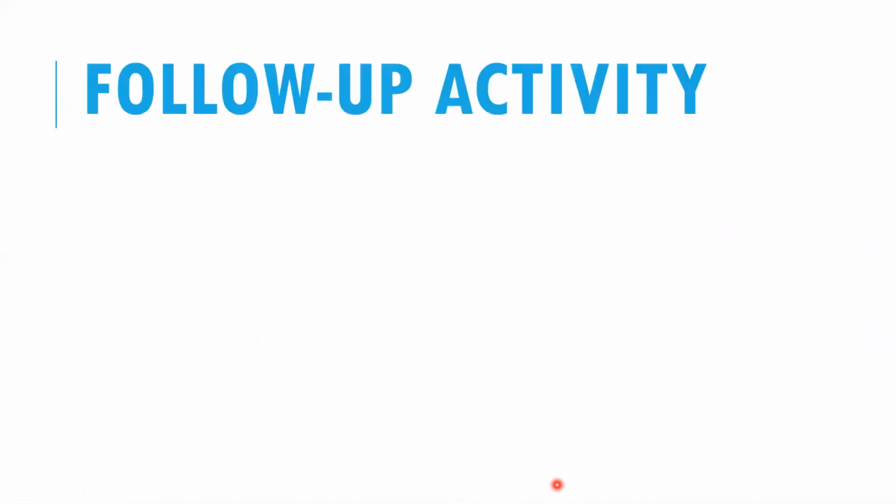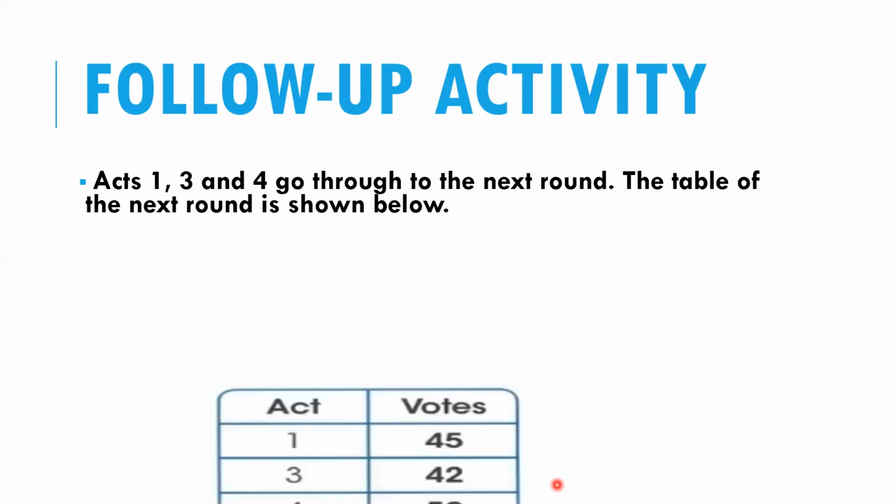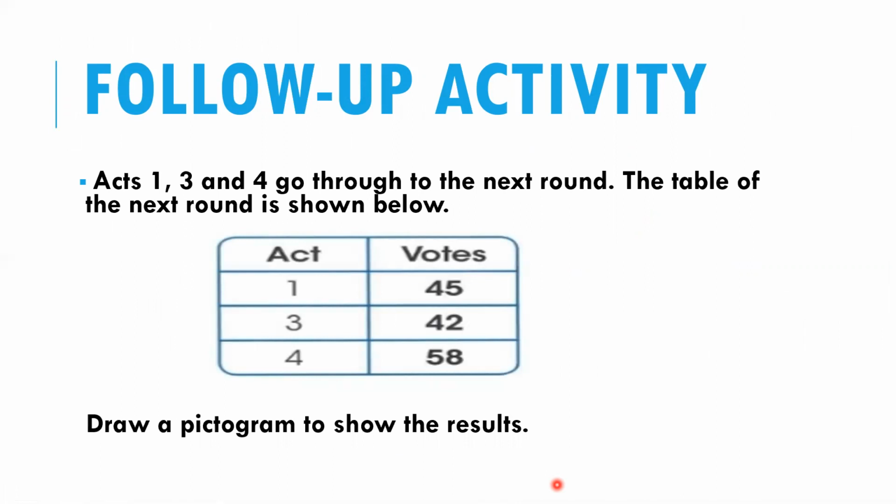Okay, next comes your follow-up activity, and this is your question. You need to draw a pictograph to show the result. So here also Act 1, 3 and 4 go through to the next round. So the table of the next round is shown below. So just have a look at your previous pictograph, that is the Act 1 to Act 5 question, right? Just like what we did before, in that model you can draw the pictograph for this question. The data is given here. As per this data, you need to draw the pictograph. So draw the pictograph in your notebook and share it through Class Dojo.